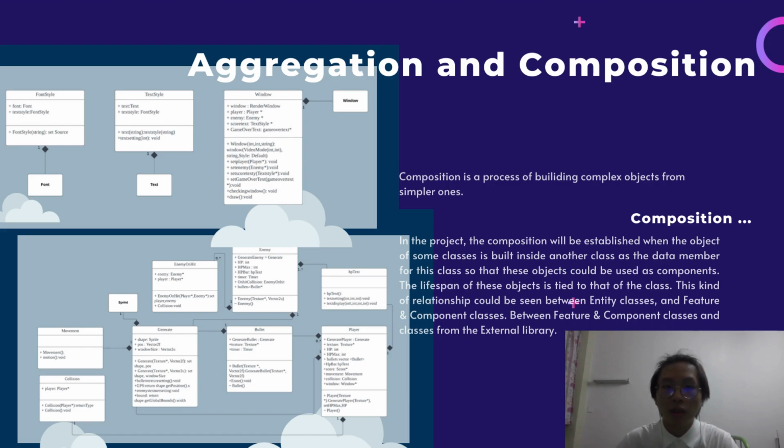The lifespan of these classes is tied to that of the containing class. This kind of relationship can be seen between entity classes and feature and component classes, between feature and component classes, and with the classes from the external library.